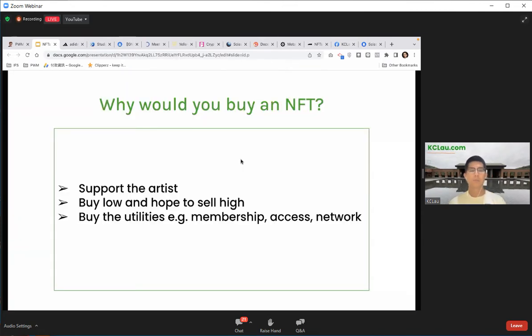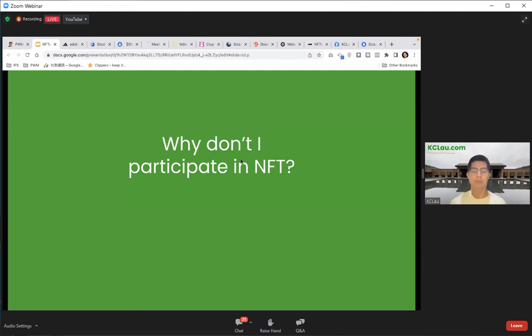So after looking through these 3, I haven't bought any NFT, right? So why don't I participate in NFTs?